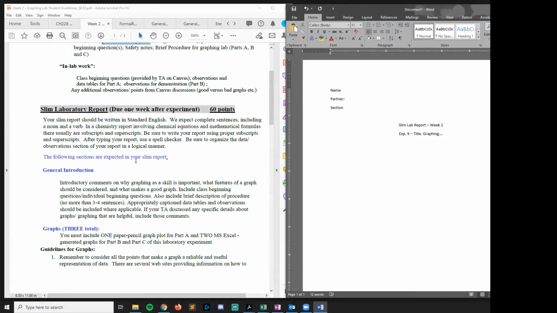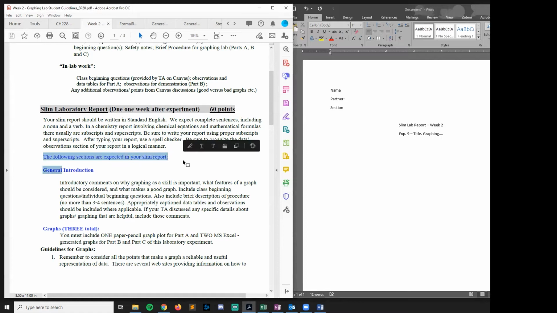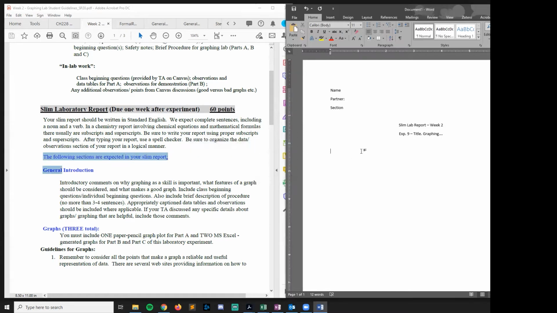Okay, so your Slim Lab report is going to have the following sections. This is in the blue bit here. So we have, they're calling it a general introduction. I'm just going to say introduction. We're going to come back to this right now. I'm just making a bullet list. Okay, so introduction. Here they call this graphs.